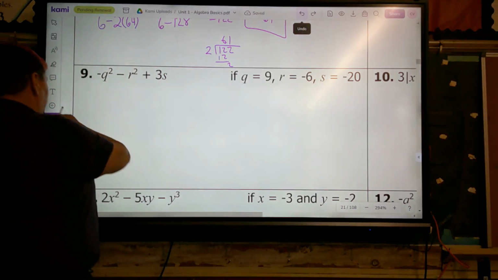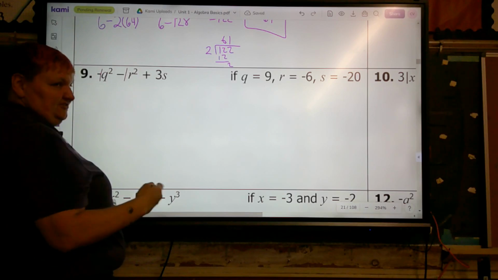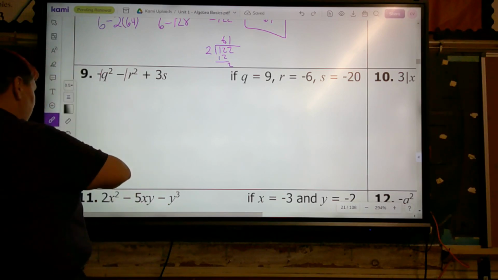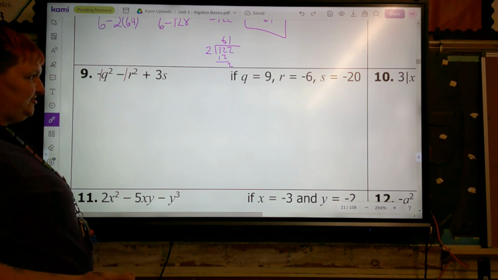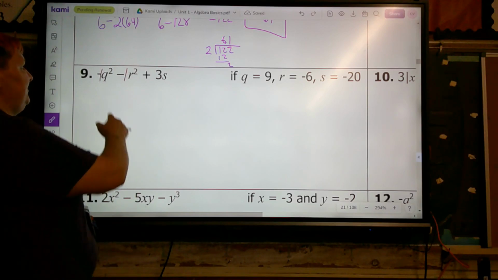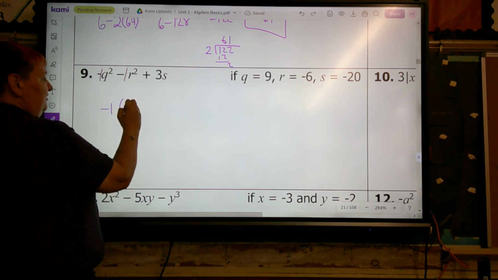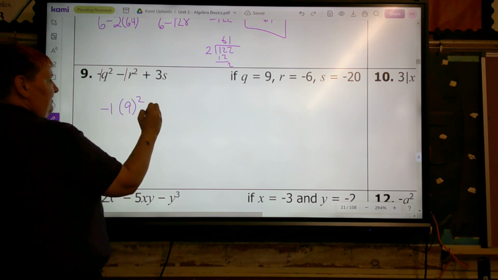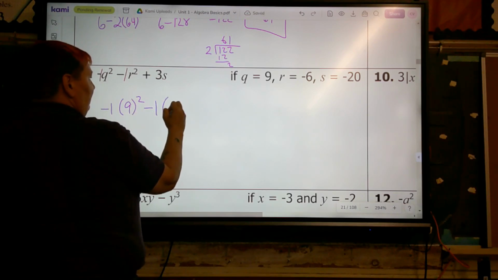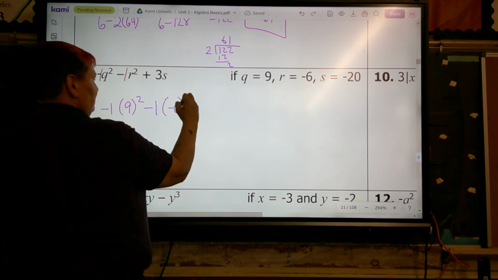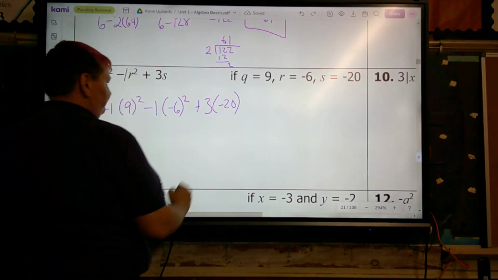If it helps you, go back and put the negatives. There's a negative 1 there. There's a negative 1 there. You see what I'm saying? If it helps you, go put them because it matters. It might change the sign if you're not careful. So negative q squared minus 1 r, which is negative 6, squared plus 3, negative 20.